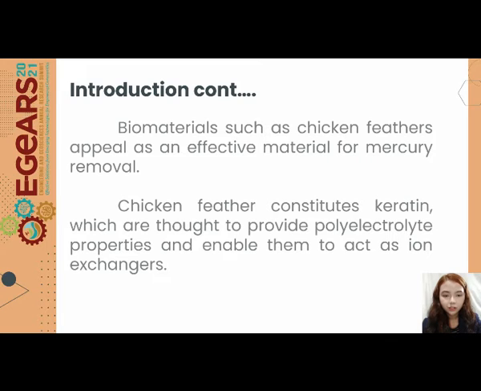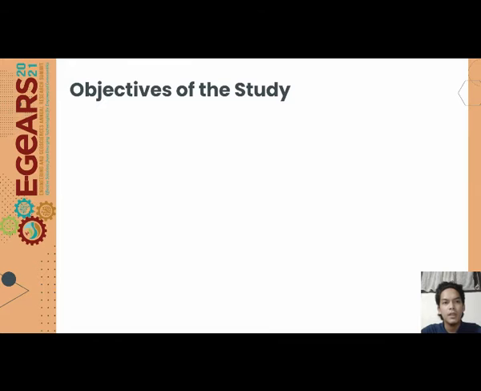Biomaterials such as chicken feathers appeal as an effective material for mercury removal. Chicken feathers constitute keratin, which is thought to provide polyelectrolyte properties and enable them to act as ion exchangers.